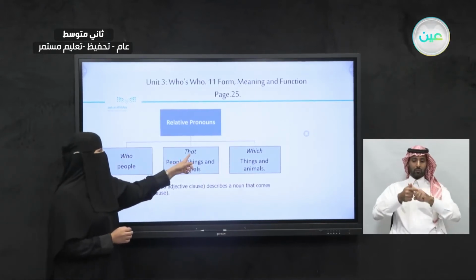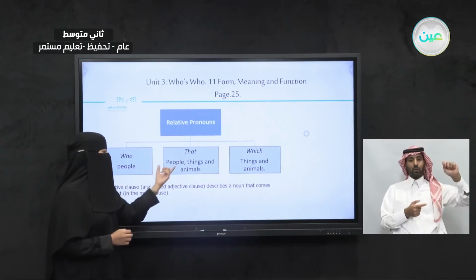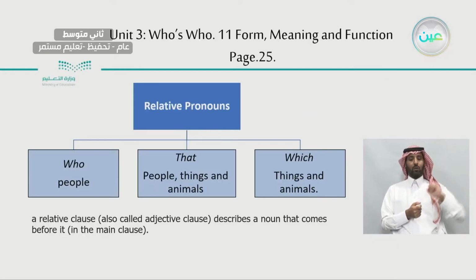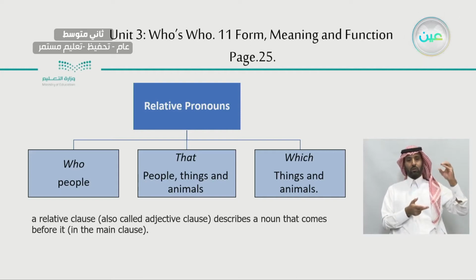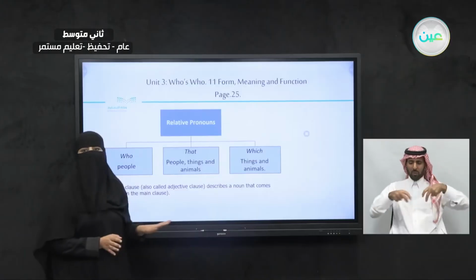Now, what about the relative pronoun that? We will use it for people, things, and animals. We can use it for everything. What about the last one, the word which? Which we will use for things and animals. We can't use it for people.